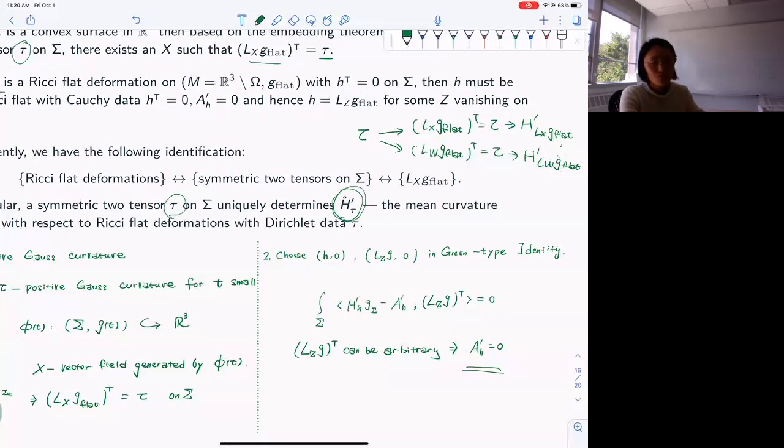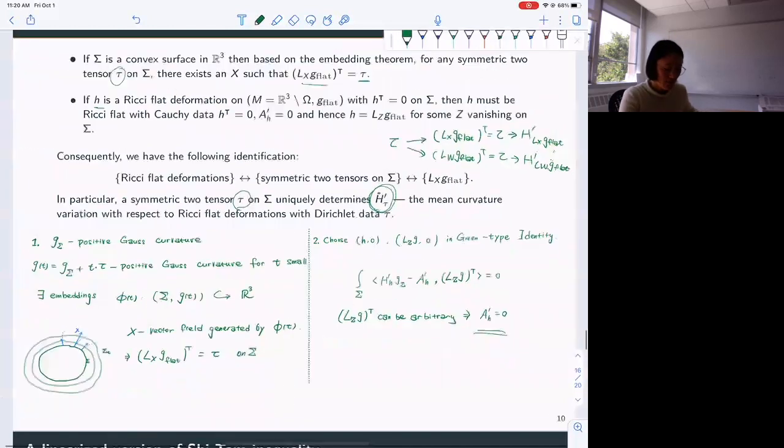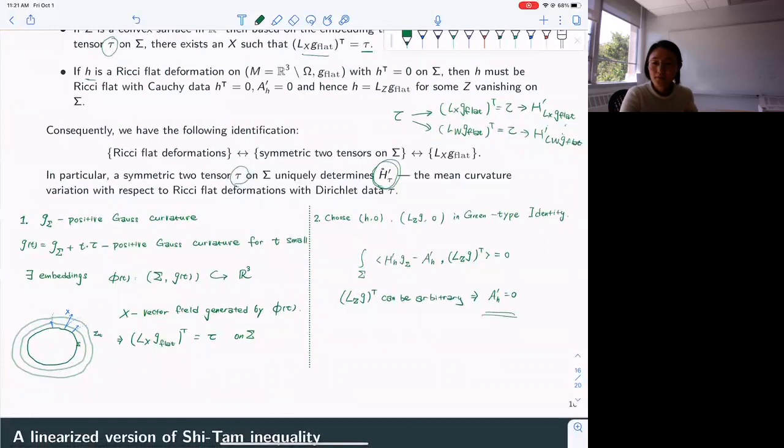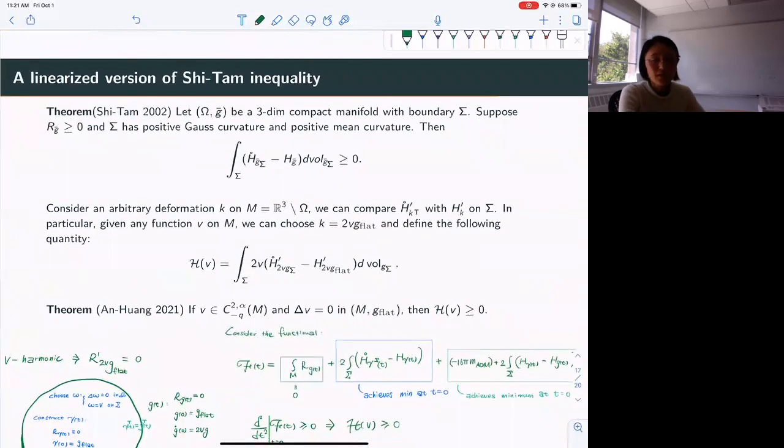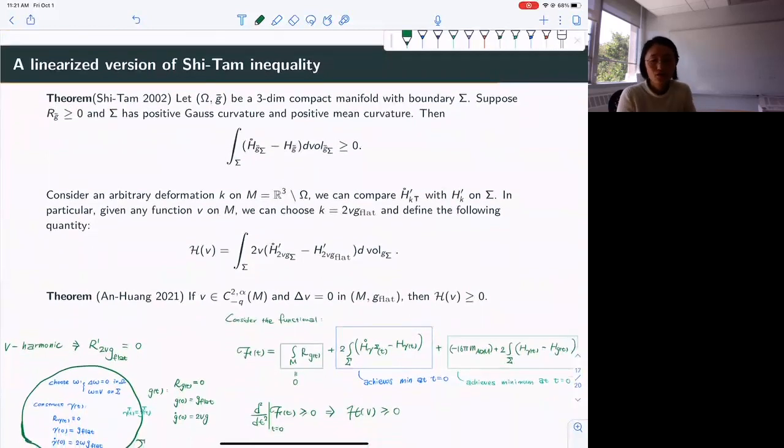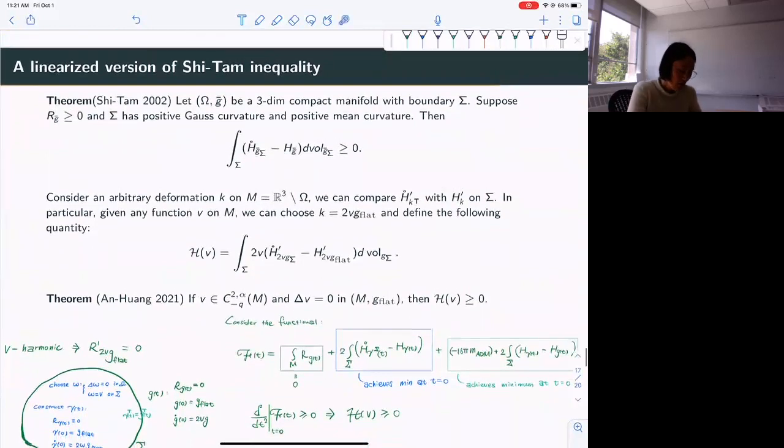If you are familiar with mean curvature comparison, this reminds us of the Shi-Tam theorem. From the Shi-Tam theorem, we know we can compare those two mean curvatures here. If omega is a compact manifold with boundary sigma, omega has non-negative scalar curvature, sigma has positive Gauss curvature and positive mean curvature, then we can compare those two mean curvatures.